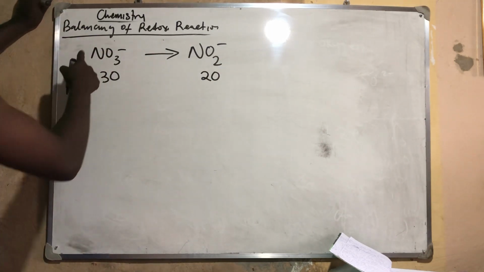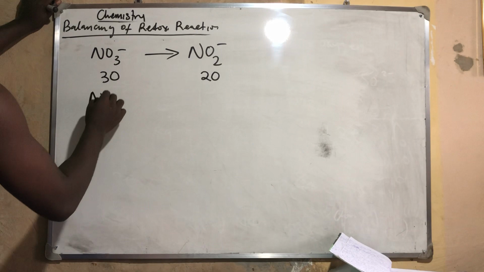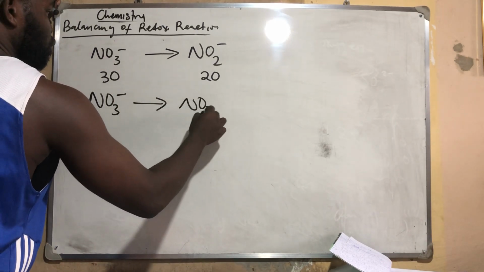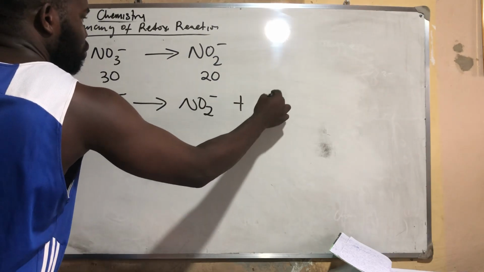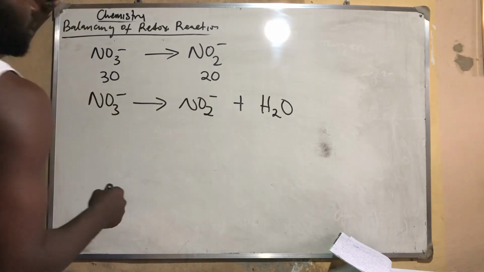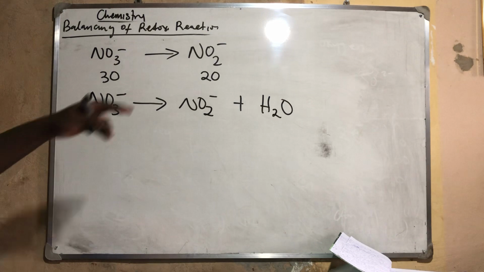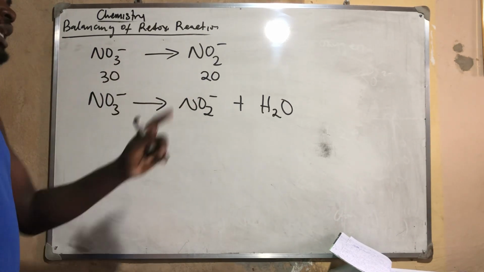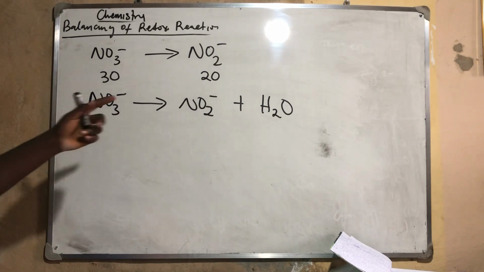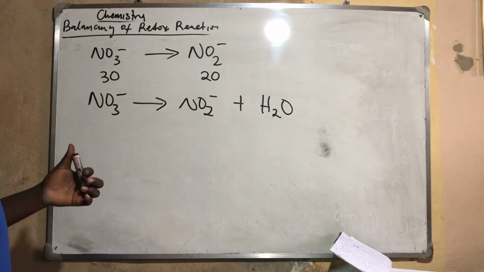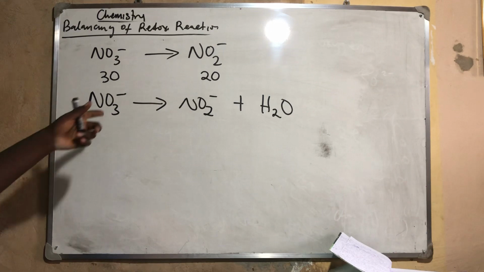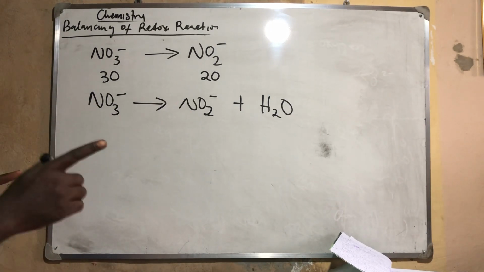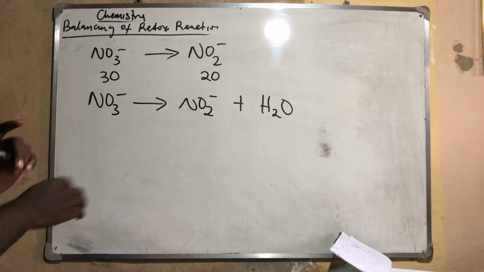So this equation will become NO3 minus to give us NO2 minus plus just 1 molecule of water. Not oxygen, sorry, just 1 molecule of water, because this one is lesser than this one by 1. Now, after adding 1 molecule of water, the next thing you do is to add hydrogen ion to the side without water.